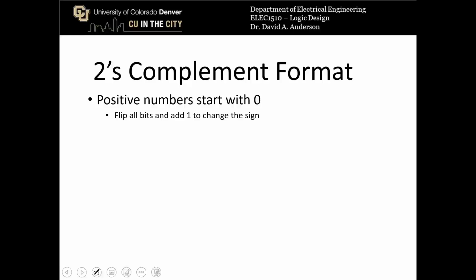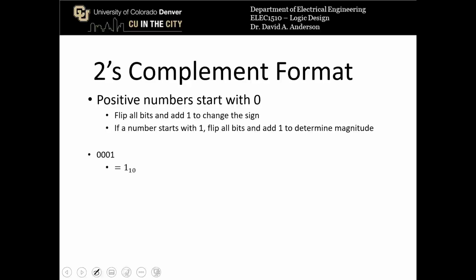So in 1's complement, we just flipped all of the bits. In 2's complement, you flip all of the bits and add 1. So if a number starts with 1, you flip all of the bits and add 1 to determine the magnitude. So 0, 0, 0, 1 is again a positive number, so its magnitude is 1 base 10.